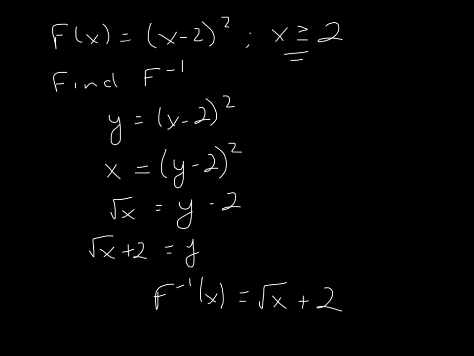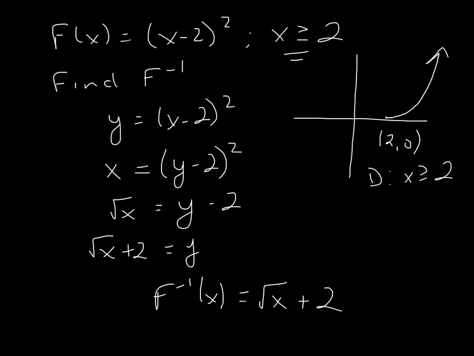Now if we were to go back to the original function and look at the graph, the graph is going to look something like this, where we're at (2, 0). So our domain we know is x greater than or equal to 2. What is our range? Our range is our y values, so all of our y values are greater than or equal to 0.